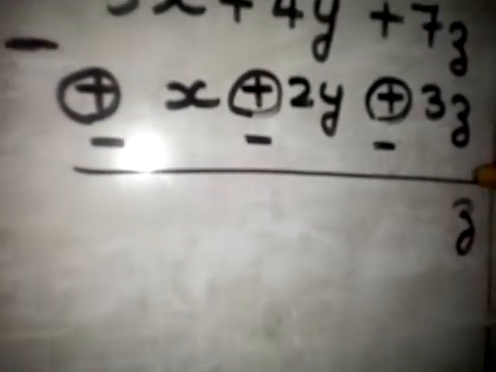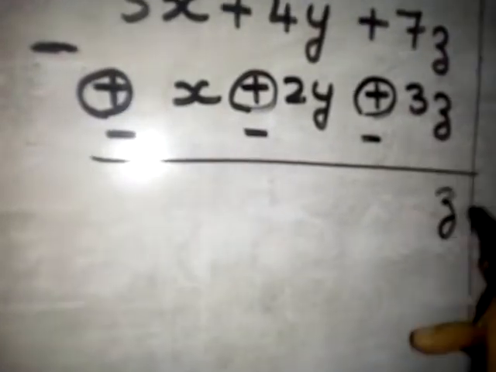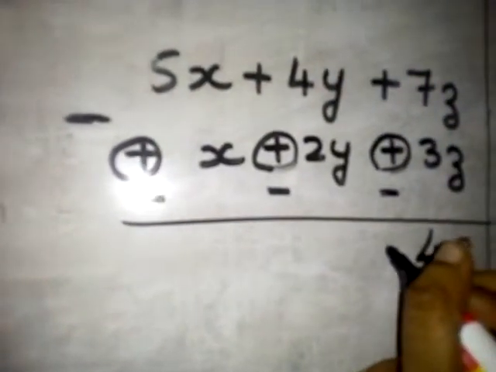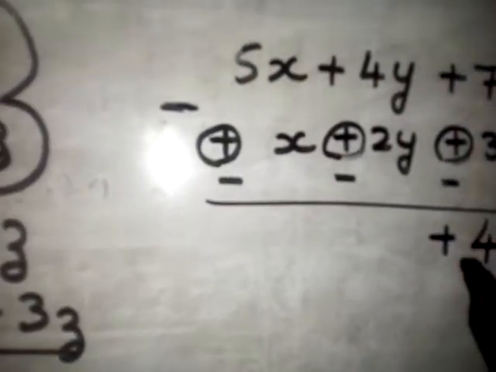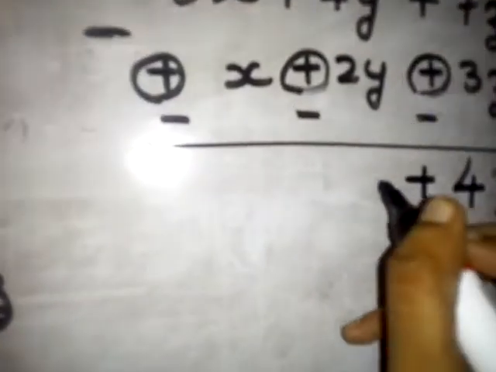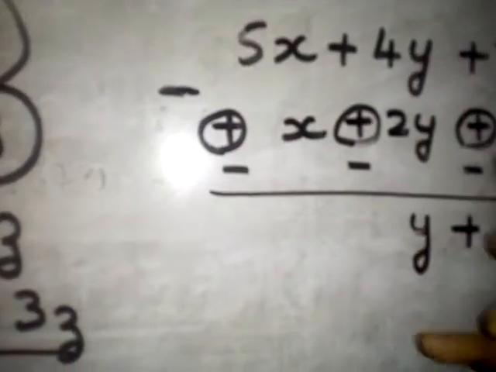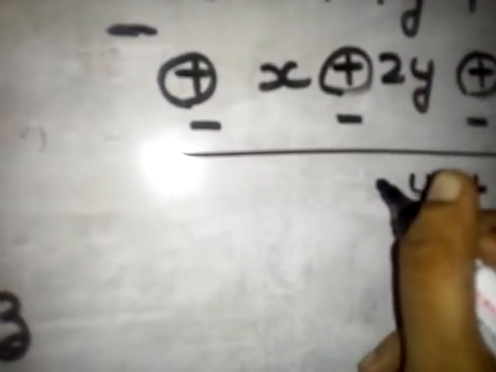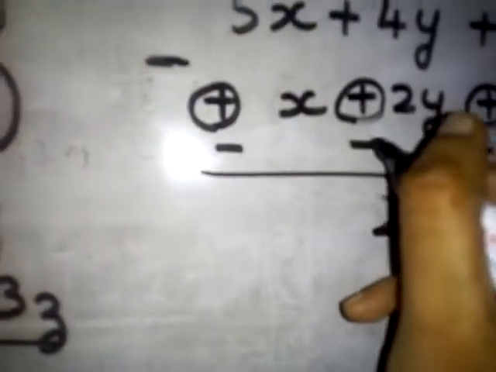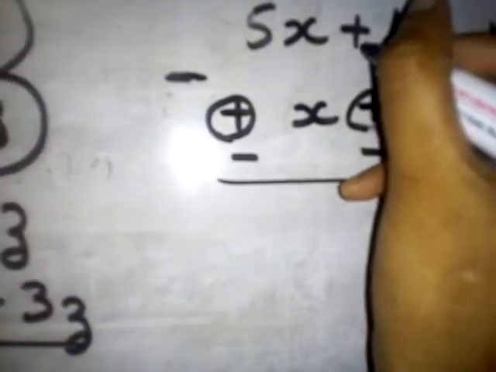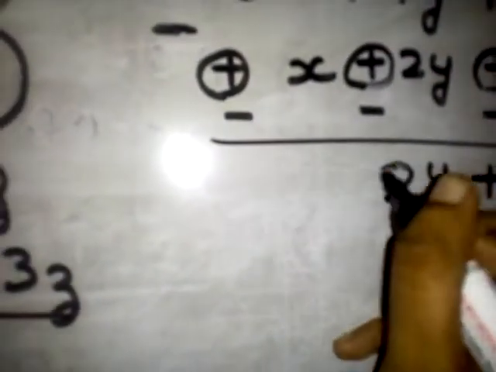First you have to write the variable as it is. 7 minus 3, 4. Greater number with sign plus. Okay. Then same variable, write as it is. 4 minus 2 is 2. Because plus into minus is minus, you have to subtract. Greater number with sign, plus sign.